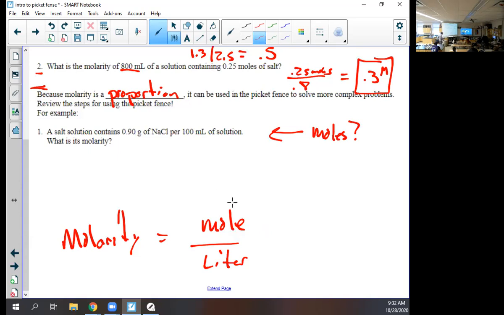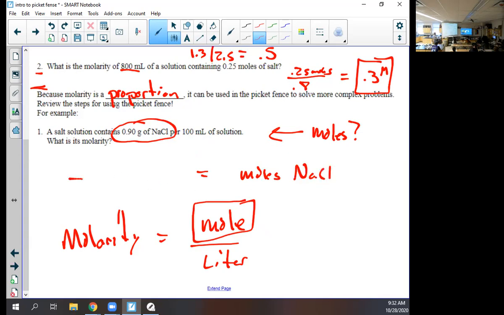So in order to find molarity, I first have to find moles, which I've been doing for 2 days now. So I look up here and I have grams of NaCl. We okay with that? Now, the book is different, so just kind of watch up here. The first thing I'm going to do is solve for moles NaCl. I take my given, and it is 0.9 grams NaCl.